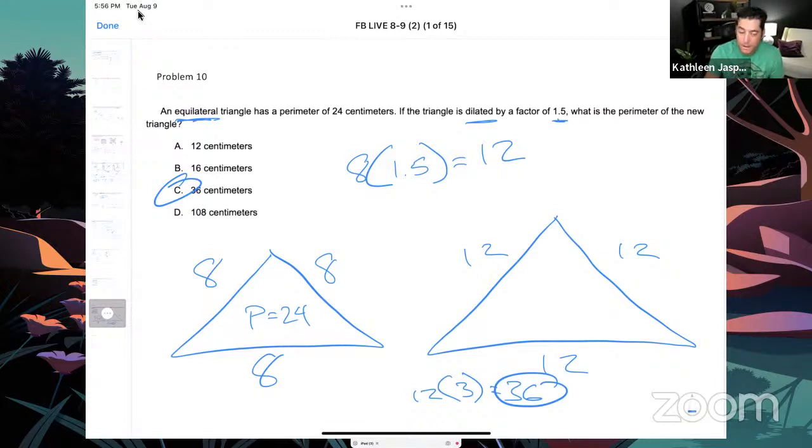Okay, so here's the kicker for this one. That's the correct way to do it. I don't know any other way that they would make up this problem, but if it's something different than an equilateral triangle, this isn't going to work.